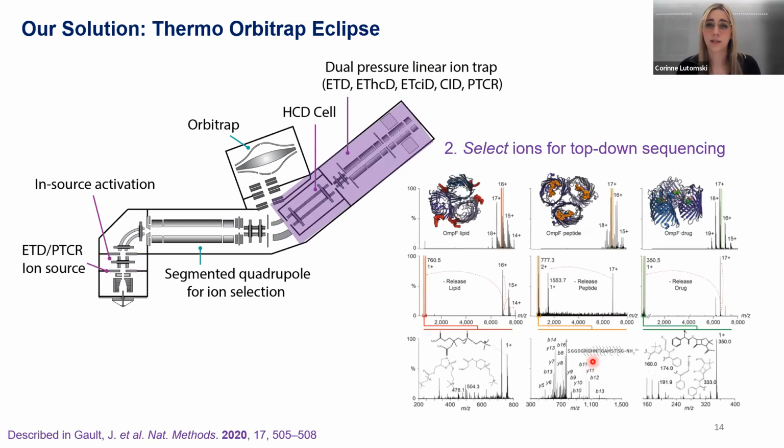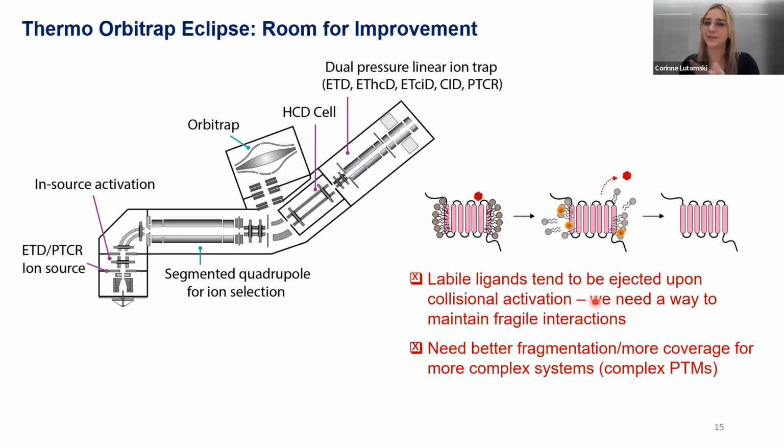Our second requisite is to be able to select ions for top-down sequencing. And so this was actually already demonstrated in a paper that came out from our group just last year. This is an example of an outer membrane protein complex, OMP-F. And this is OMP-F bound to lipids, peptides, and drugs. And you can use this multi-stage tandem mass spectrometry approach to select ions of interest, fragment them, and then continuously break apart these ligand interactors. And so this worked quite nicely for a while. It still does, but there's always room for improvement.